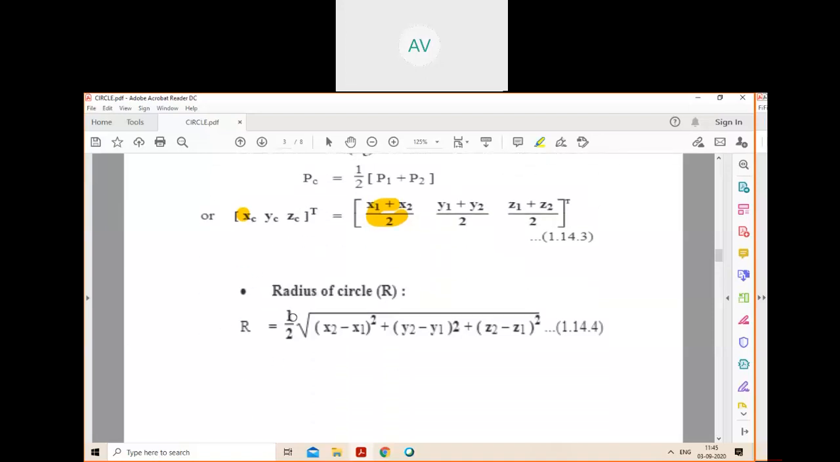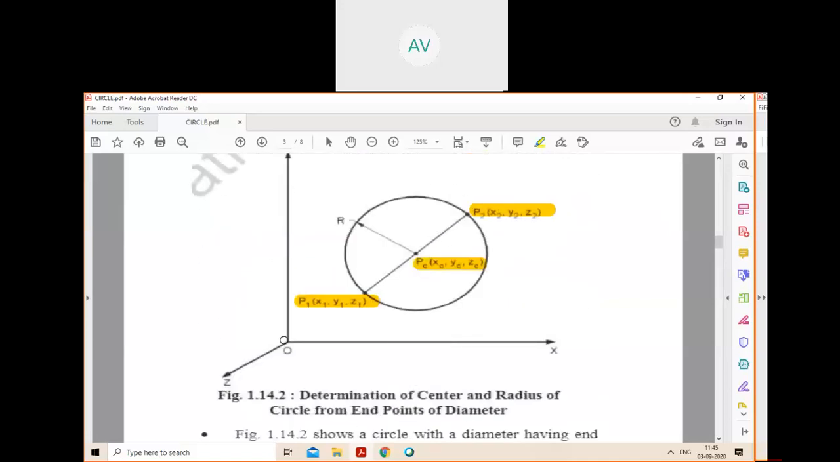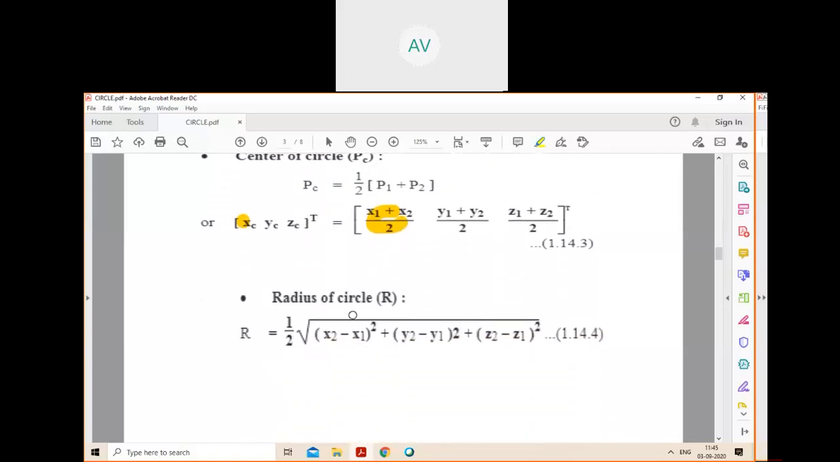And to find the radius of the circle, you know the equation of a line. Once you find the length of this line and divide it by 2, you will get the radius of the circle. Just take the root of (x2 minus x1) square plus (y2 minus y1) square plus (z2 minus z1) square, then halve it, and you will get the radius of the circle.